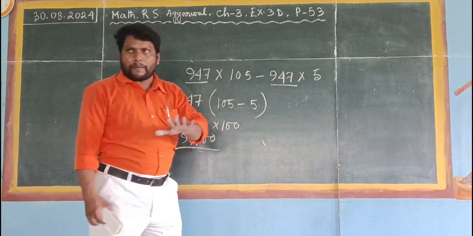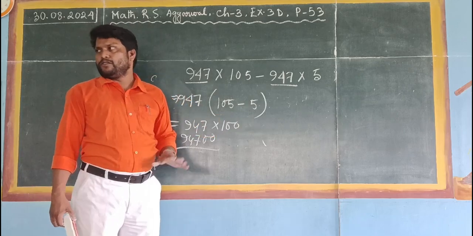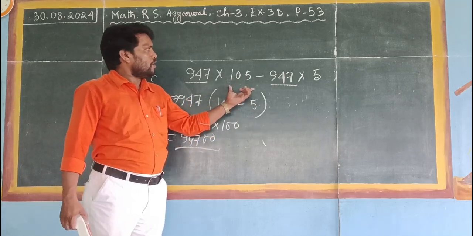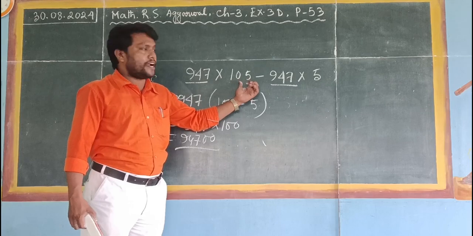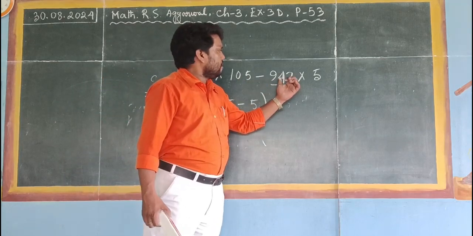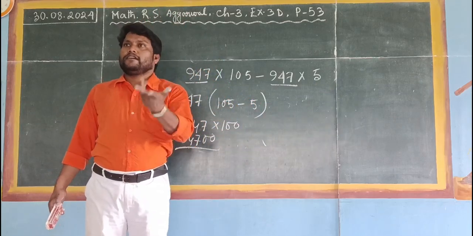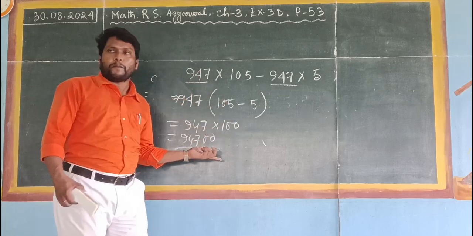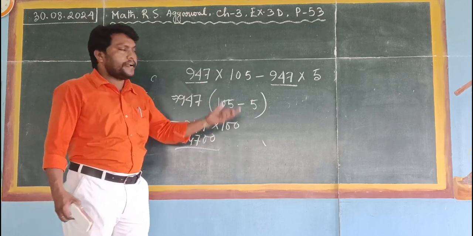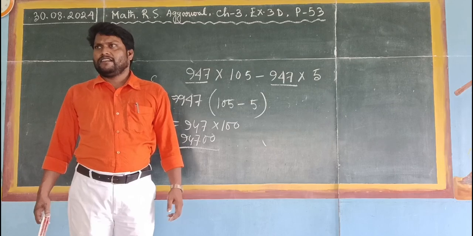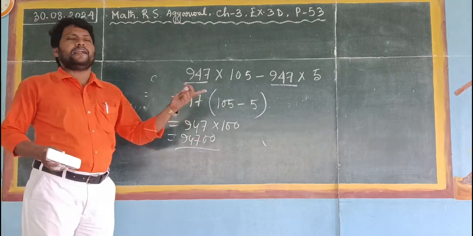Suppose in the question paper you do not follow the property, can it be solved within a short time? No. You cannot solve it within 15 minutes. If you multiply 947 by 105, then multiply 947 by 5 and subtract, you will get the result after 20-30 minutes. But this property helps you find the result within 10 seconds. Use the property and find the result.